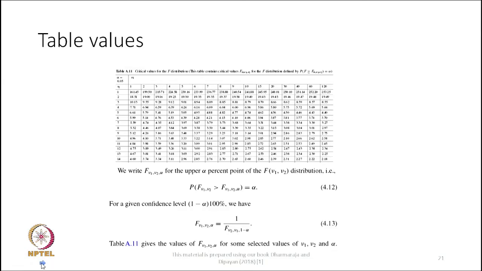But the F distribution involves two parameters. Therefore, it is not easy to show in a table form both possible values of the two parameters as well as alpha as well as the point. So, what we do is we fix the value of alpha.